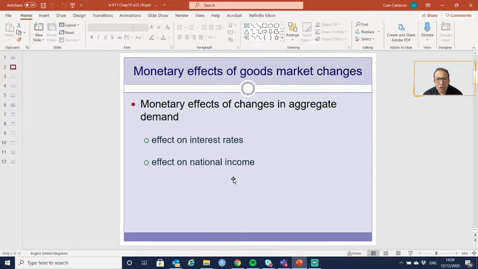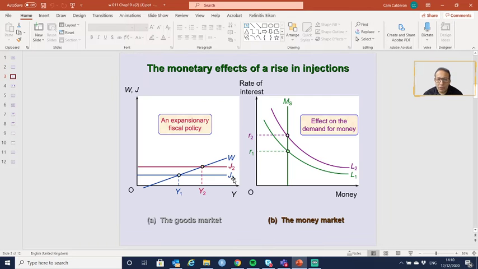We have effects on the interest rates and effects on national income. As a result of shifts in the money supply and money demand curves, we have changes in aggregate demand that also affect the interest rates and the national income. So let's explain this through this graph that we have here.